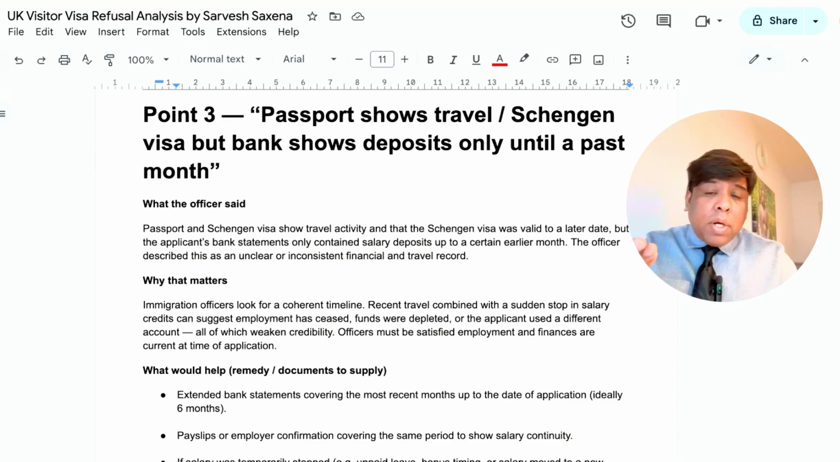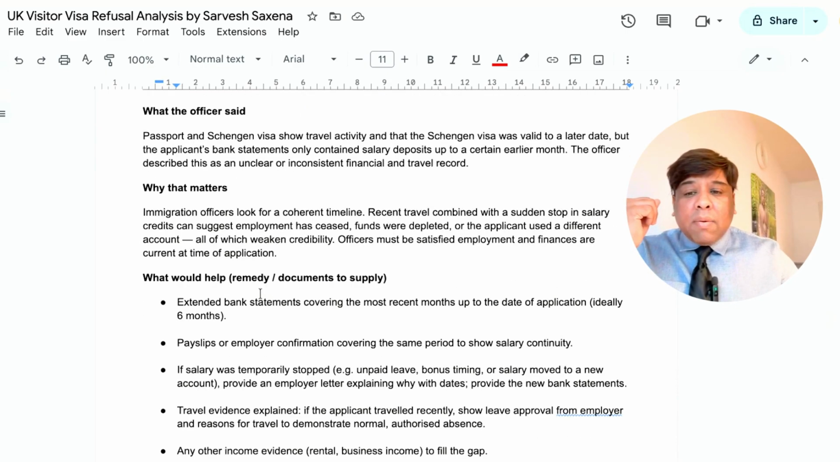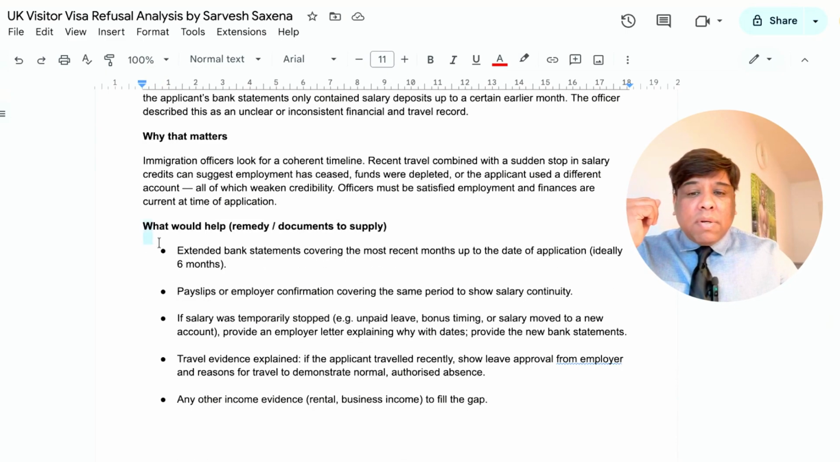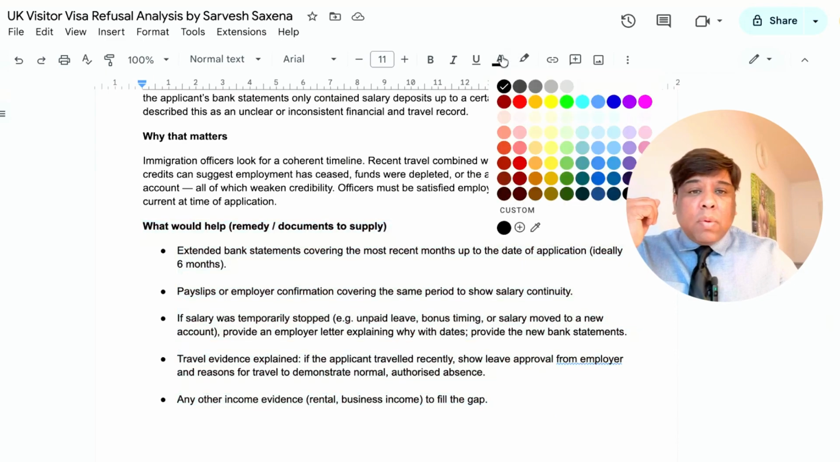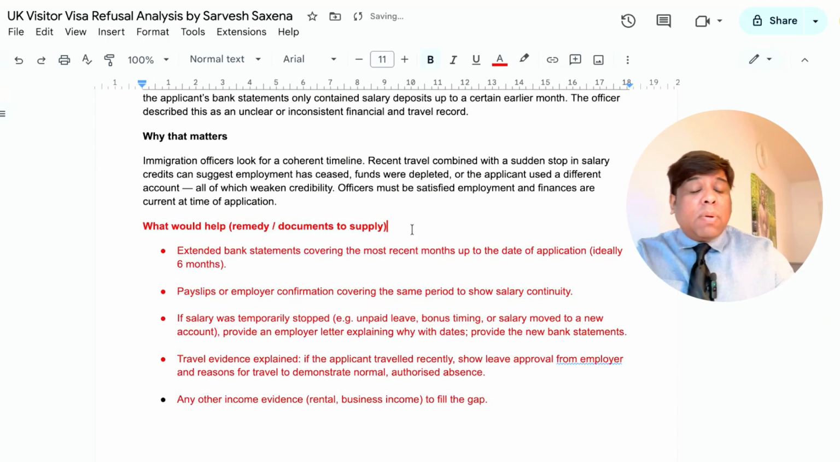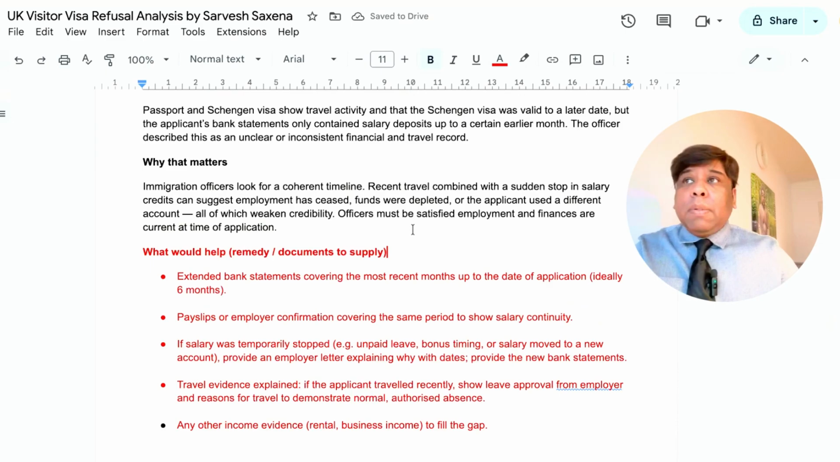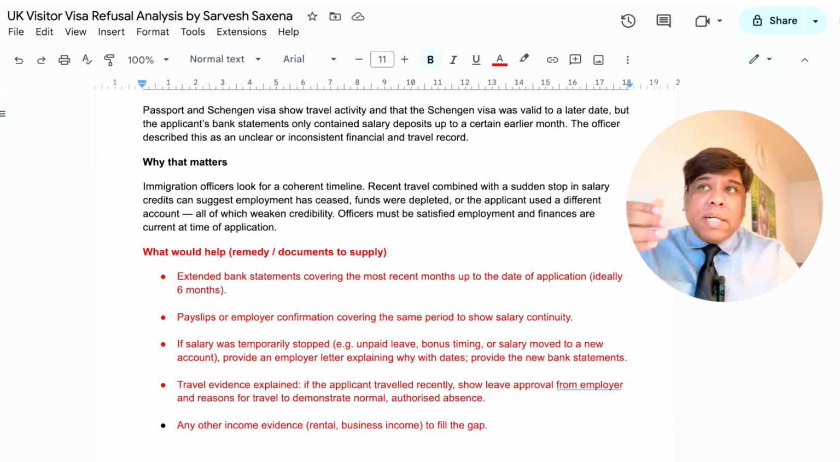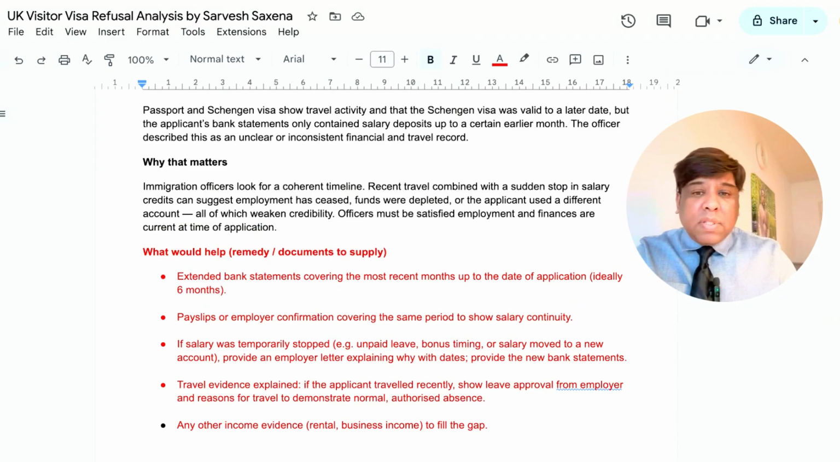Now, point three was that the passport shows a Schengen visa trip, but the bank shows deposits only until the past month, which simply repeats the fact that this person was not getting any money when he was traveling to the Schengen states, but only showed salary credits when he wanted to apply for the UK visa. It is possible that a third party could put credits in at the end of each month and call them software development services based on fake invoices. There is no way for the UK visa officer to verify that, right?